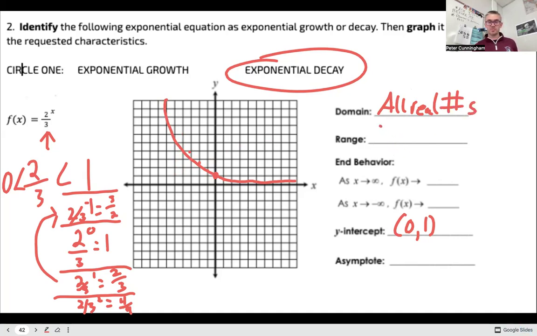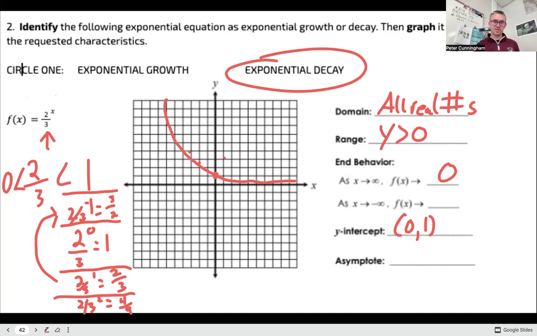Same here with the range. Range is going to be y is greater than 0. So even though it's going in the other direction, it's still never going to cross 0. This is what needs to change though. As x goes up here, this is when my y approaches 0. All this question is saying is when the graph goes to the right toward infinity, we go toward 0.